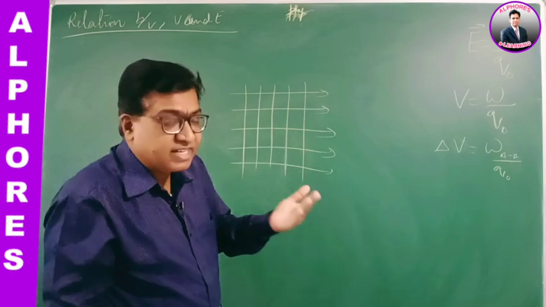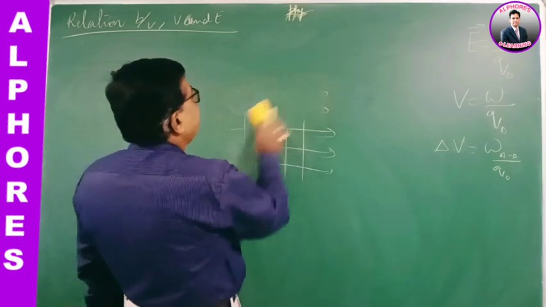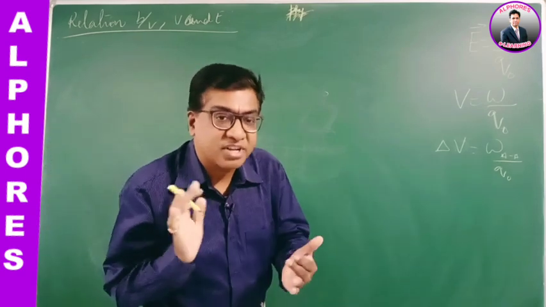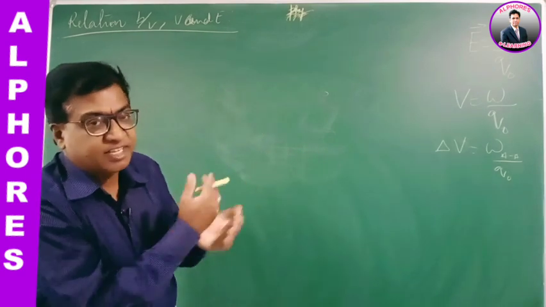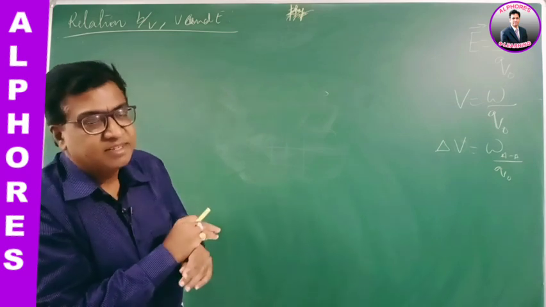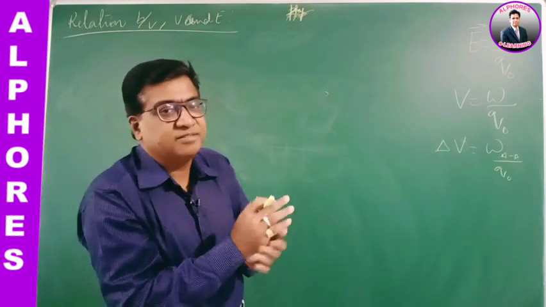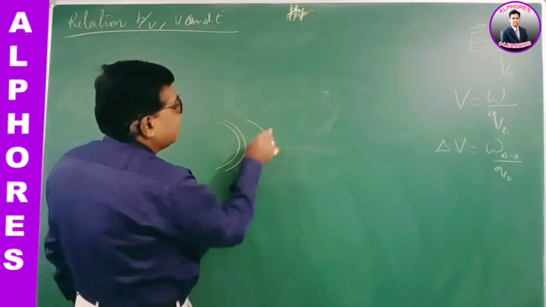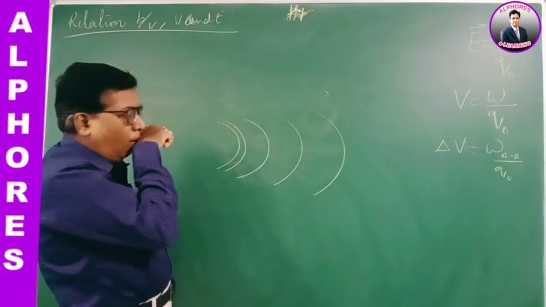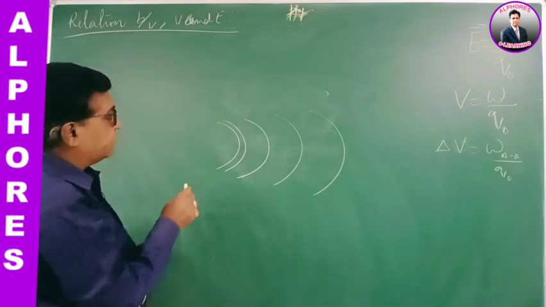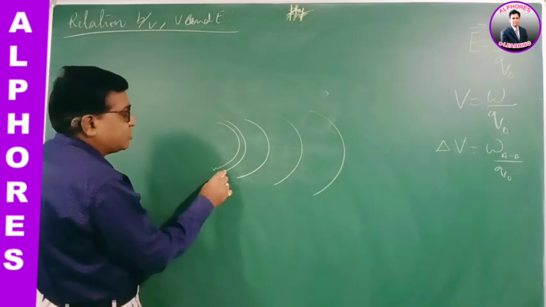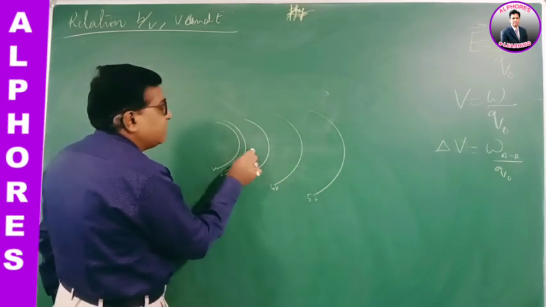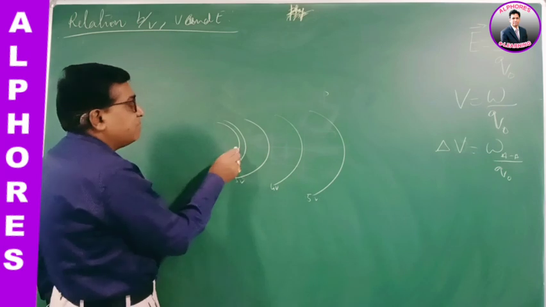In a non-uniform field, the distance differs. In a non-uniform field, the equipotential surfaces are curved planes, curved surfaces. Well, not equidistant. The distance differs. The distance between the equipotential surfaces determines the strength of the field. Suppose this is a potential V, this is 2V, this is 3V, this is 4V, this is 5V. Well, the potential difference is the same between two surfaces, but the distance is different.